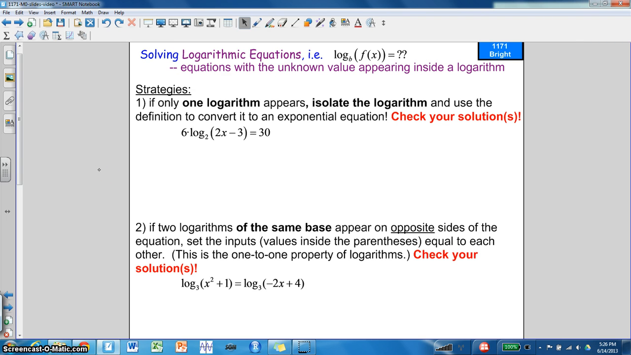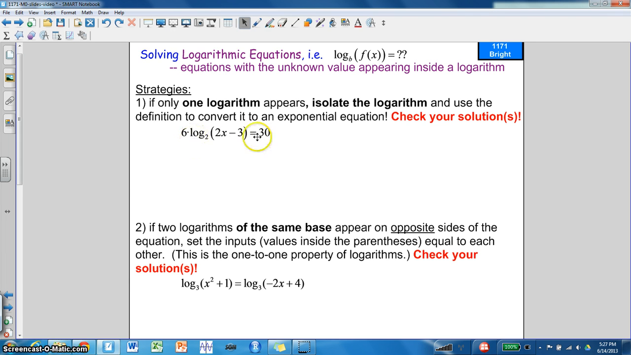So there's a couple different strategies we're going to explore, kind of in parallel with what we just did in exponential equations. So if we only have one logarithm up here, again, isolate it, and then we're going to convert it again using that same definition of a logarithm to the exponential form, and hopefully everything falls out from that.